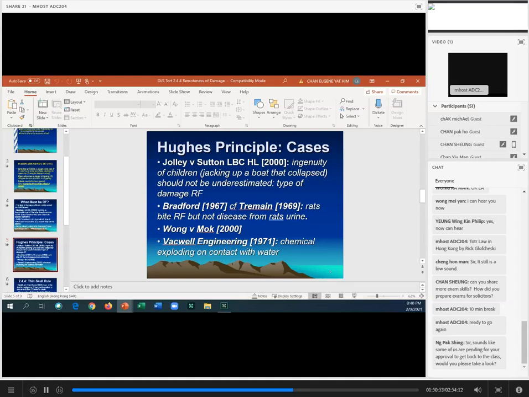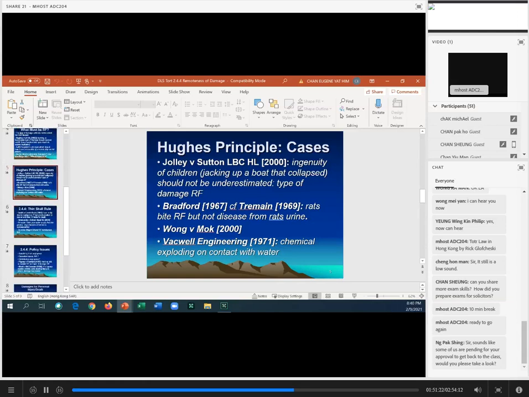Okay. Bradford contrasts with Tremaine, dealing with a rat's bite. If you're bitten by a rat, it's reasonably foreseeable you might catch some sort of disease. But a disease caused from rat's urine sounds awful, but it's not reasonably foreseeable. And then Hughes v. Lord Advocate aside, Back Wall Engineering, a chemical exploding on contact with water, reasonably foreseeable. Okay. So fine, should know, not must know, those cases.